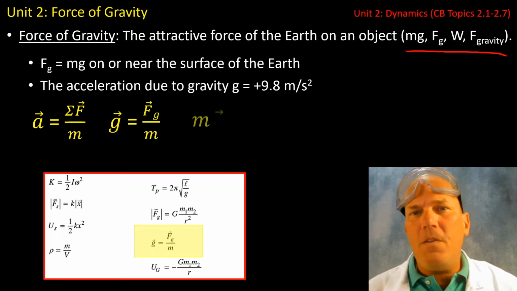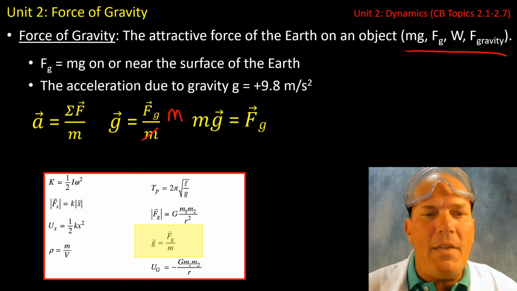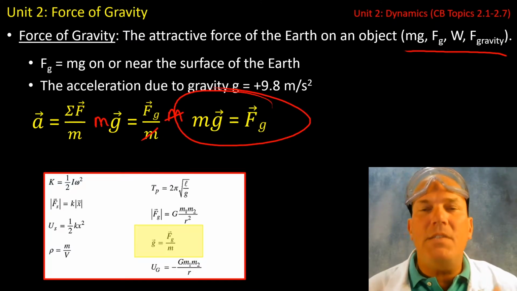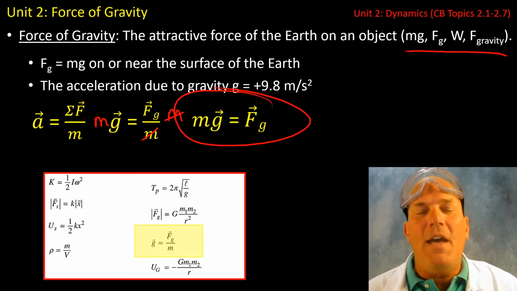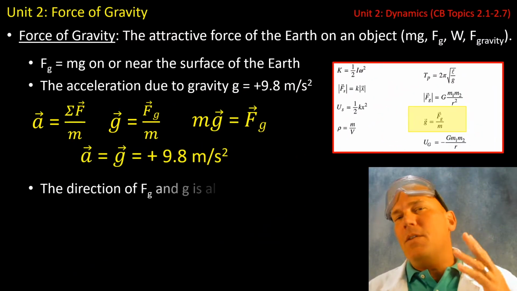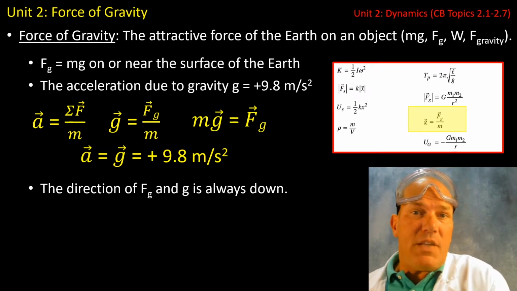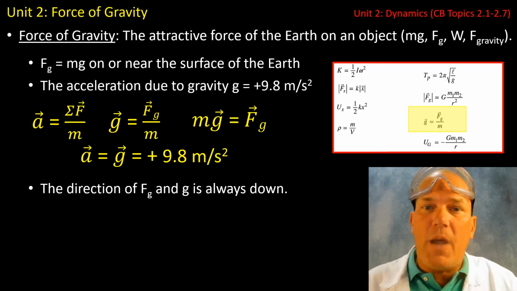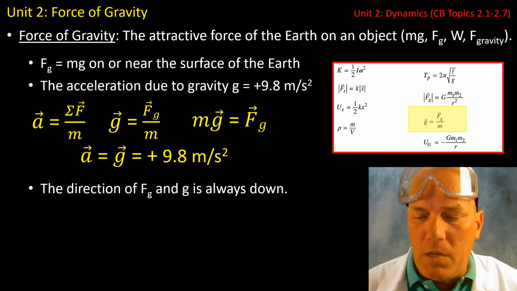Now, if I further rearrange this by multiplying both sides by mass, I end up with this equation, where the mass times the acceleration due to gravity is equal to the force of gravity on or near the surface of the Earth. Now, the direction of the force of gravity, and therefore of the acceleration due to gravity, is always down, because this is an attractive force and it is straight down towards the planet Earth.